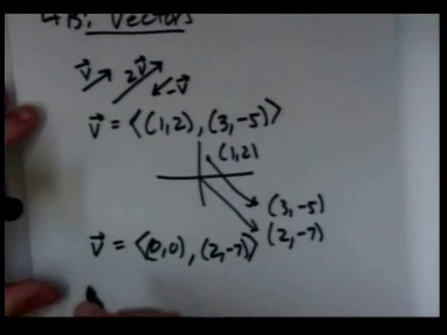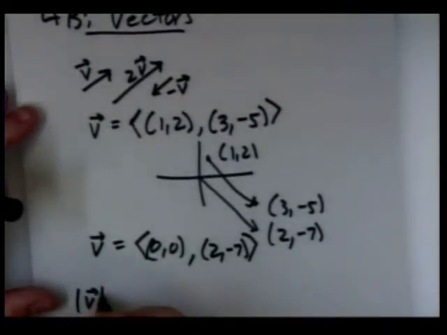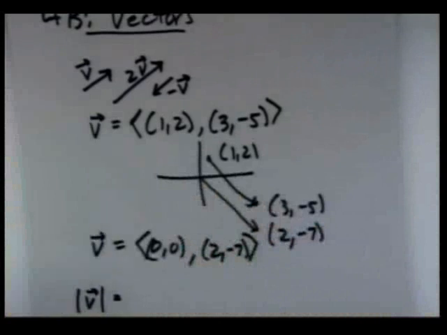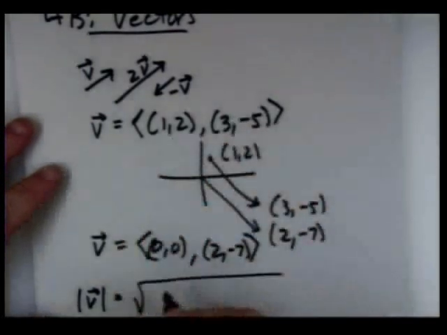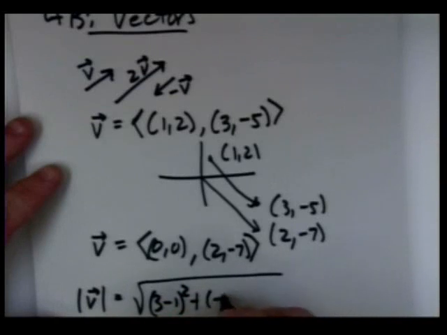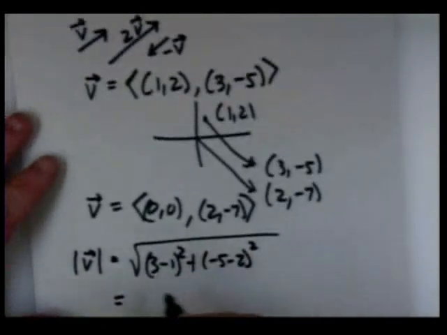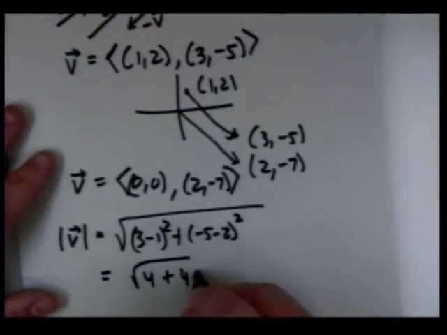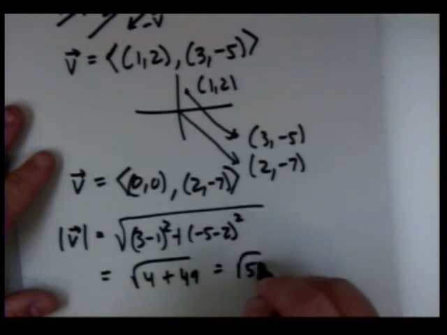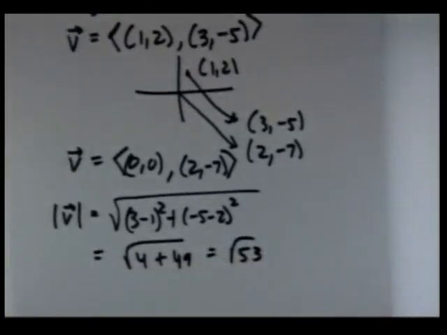If we wanted to find the magnitude, that is just the length of the vector, and so that's just the Pythagorean theorem or distance formula: square root of (3 minus 1) squared plus (-5 minus 2) squared, square root of 4 plus 49, or square root of 53. Pretty simple to find the magnitude of a vector.